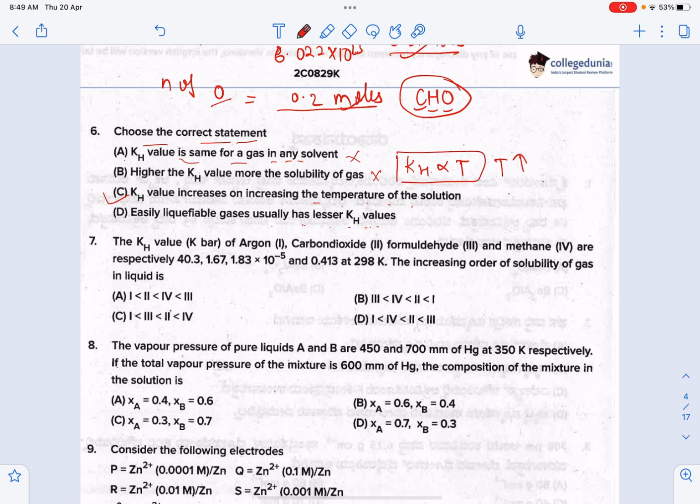If we increase the temperature, solubility of gas in liquid will decrease. Okay, so if we increase the value of Kh, solubility automatically of gases in liquid will decrease. So all these values are wrong and the correct option will be C.